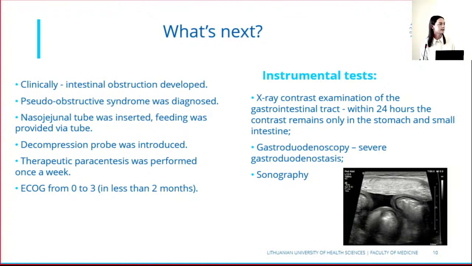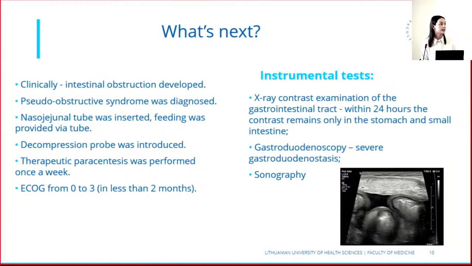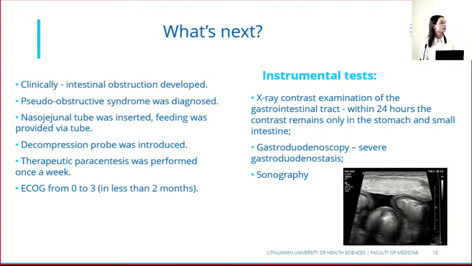The clinic of intestinal obstruction developed. After an X-ray contrast examination of the gastrointestinal tract, we saw that within 24 hours the contrast remained only in the stomach and small intestines. Also we performed gastroduodenoscopy and found severe gastroduodenostasis. So our patient was diagnosed with pseudo-obstructive syndrome. A nasojejunal tube was inserted. The patient was fed only via tube and parenterally. She also needed a decompression probe.